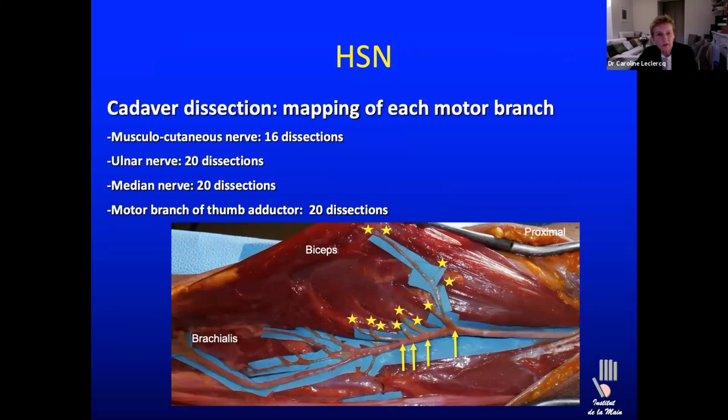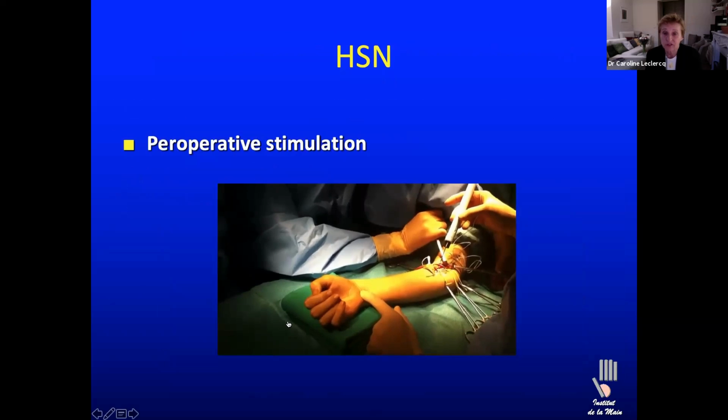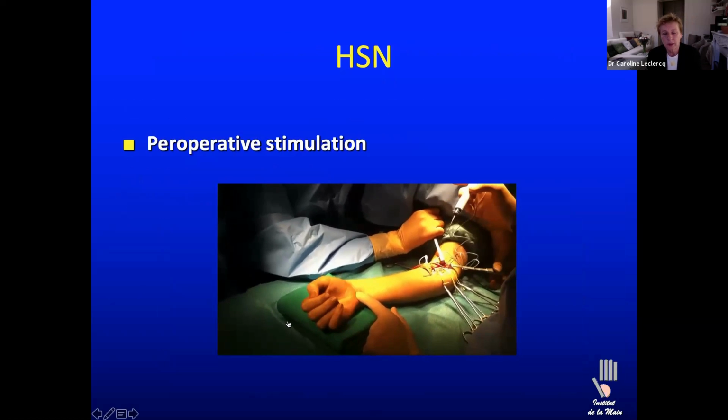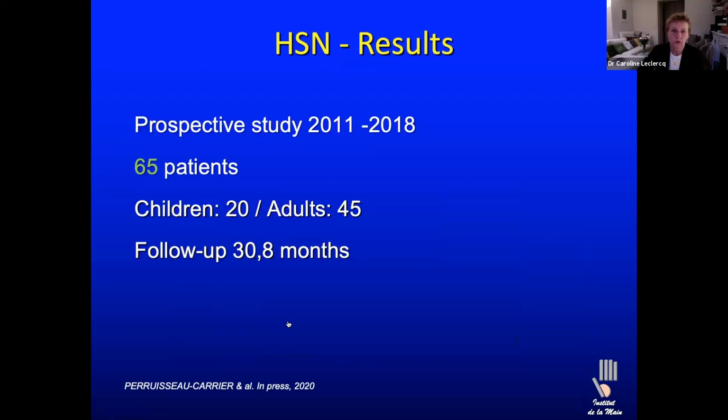So before embarking on that, we did a large number of cadaver dissections, and we performed a mapping of each motor branch. This has been published in the literature, and so now we have a pretty clear view of each motor nerve and their branches. There are indeed many variations, so you need to go through that if you want to do this surgery. However, we do get extra help from per-operative stimulation, which we use all the time. And in case of doubt, this is going to be very helpful for those surgeries.